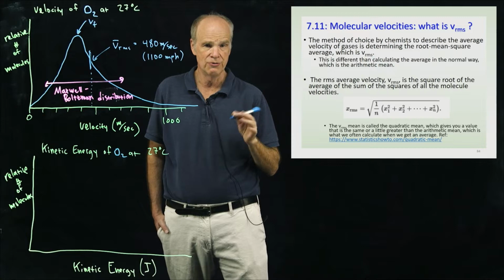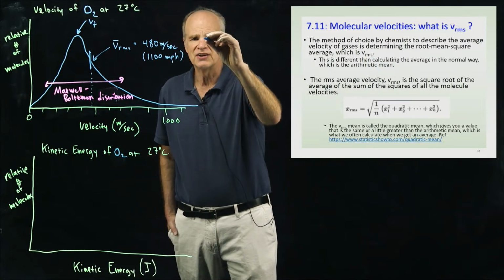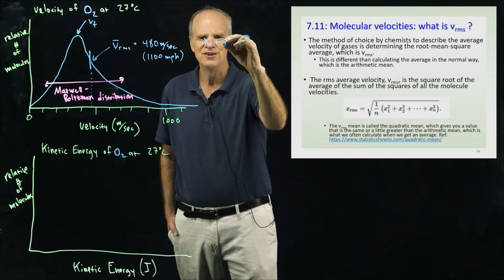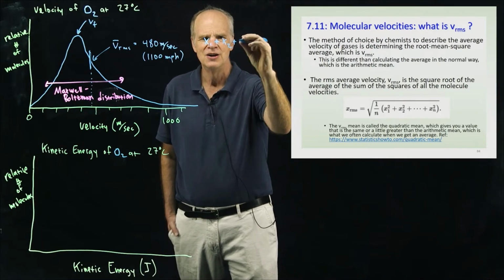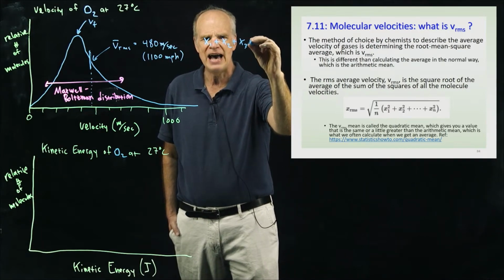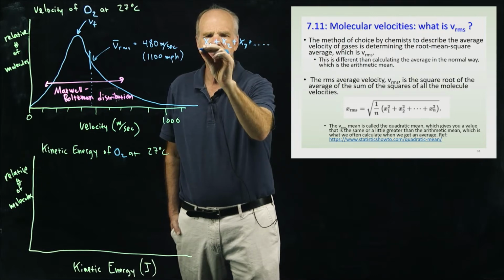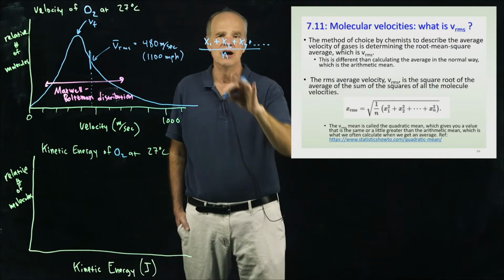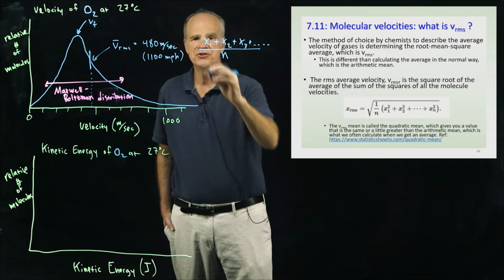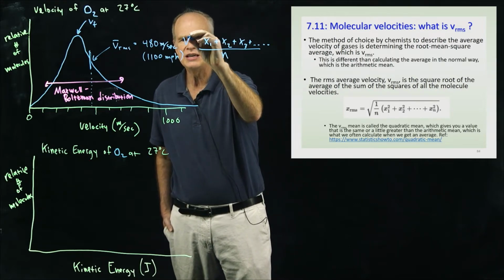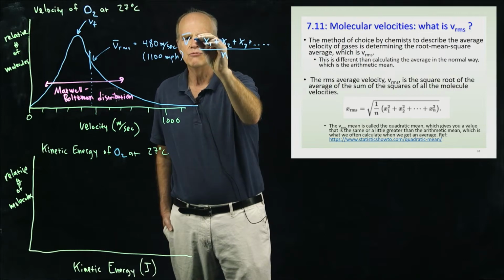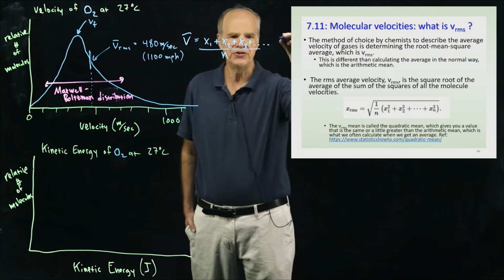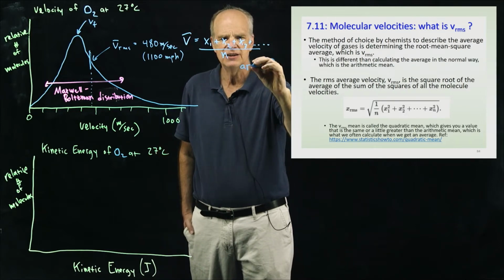If you were to write an equation for this, it would be something like this: the speed of one molecule plus the speed of another molecule, and so on, add them all up, and then divide by the number of molecules. When you calculate an average this way, we'll call it V bar, with no subscript here, and this is called an arithmetic mean.